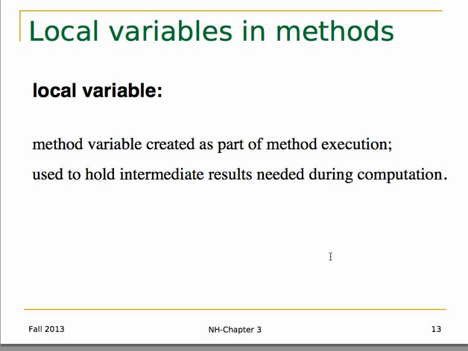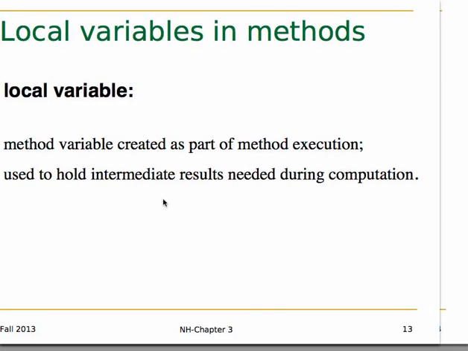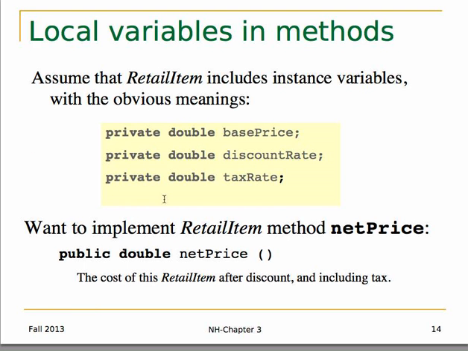Let's quickly just review local variables. I'm hoping that you've seen all of this before. A local variable is a method variable created as part of the method execution and is used to hold intermediate results needed during the computation inside the method. So it only lives as long as the method is executing. So let's say we have a retail item that includes instance variables. So this is a class with, whenever you see private, you know that that's a data member. So there's 3 double precision data members: base price, discount rate, and tax rate.